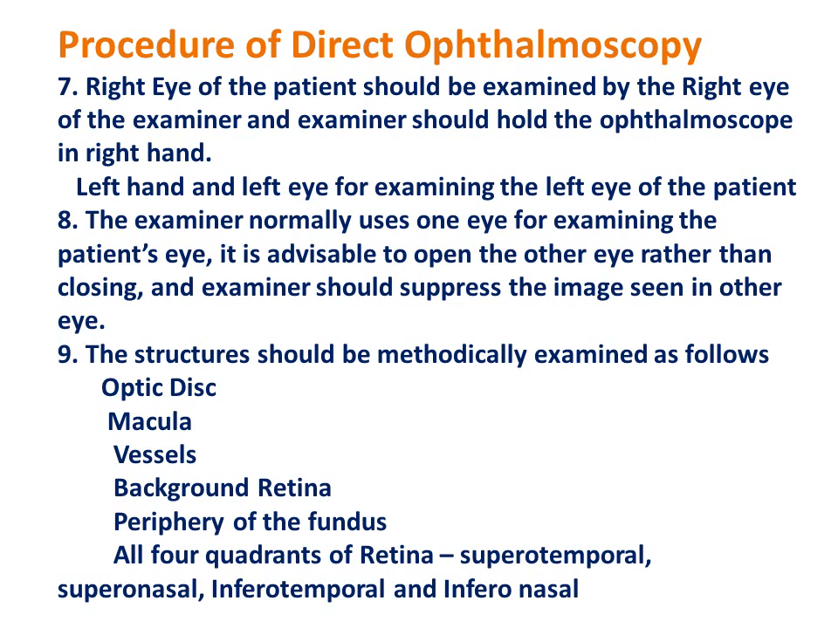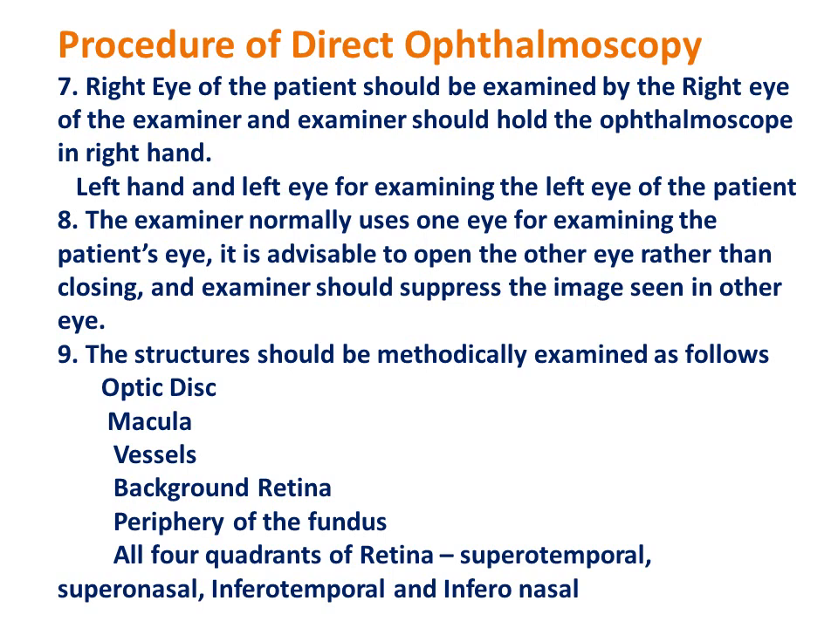The examiner normally uses one eye for examining the patient's eye. As you know very well, direct ophthalmoscopy is uniocular. So it is advisable to keep the other eye open rather than closing it. Some people develop the habit of closing the other eye. That should not be done. The examiner should also learn to suppress the image seen in the other eye. He should concentrate on the details of the image seen by the respective eye through which he is seeing the fundus of the patient.